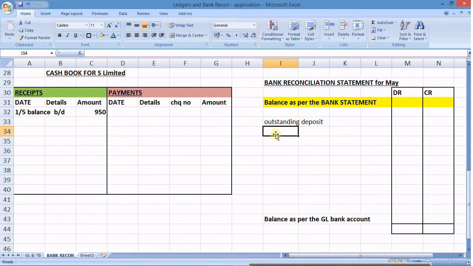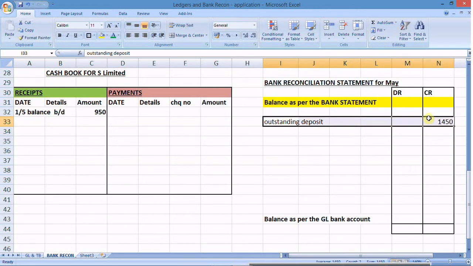Okay, so has the bank captured it? No. When they capture it, how are they going to capture a deposit? On the credit side. Exactly. How much? 1450. Okay, and there's your outstanding deposit. Right, so let's do the same thing with our cash book payments. Anything there that we haven't accounted for?